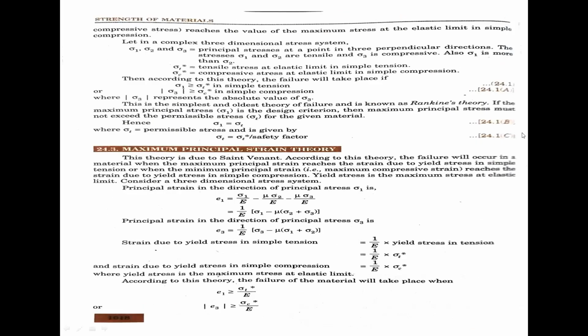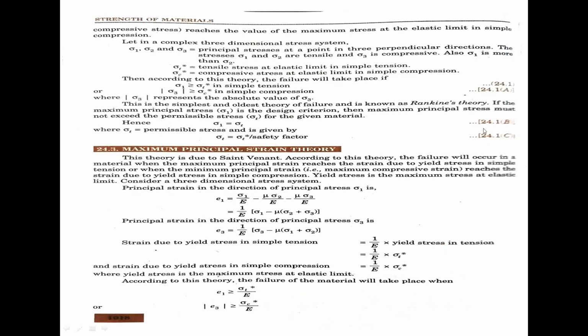Three stresses are given, and the simple tension sigma t star is 200 Newton per mm square. The condition is that the material does not fail if sigma 1 is less than sigma t star. Another one is the factor of safety, using equation 24.1B, sigma 1 equal to sigma t. The sigma 1 value is 100 Newton per mm square, so sigma t is also 100 Newton per mm square.